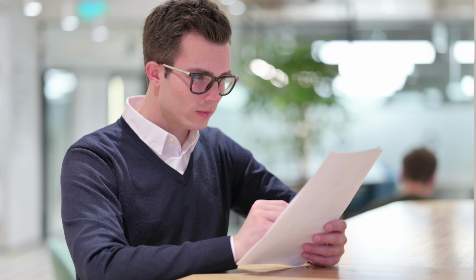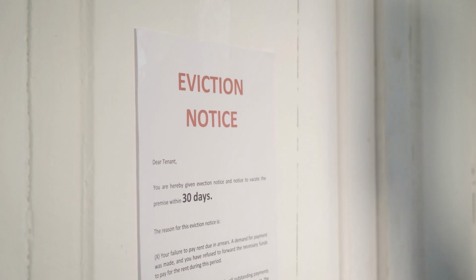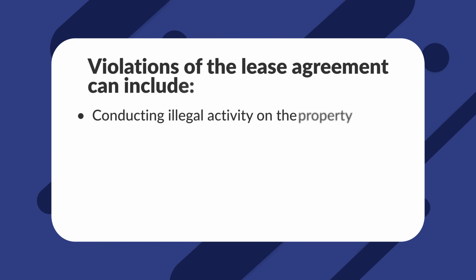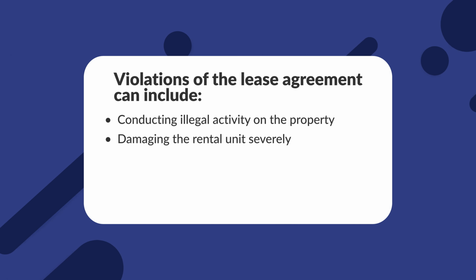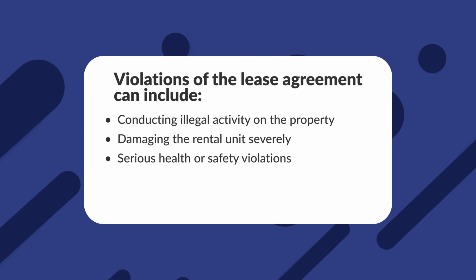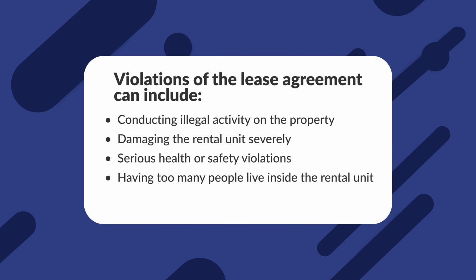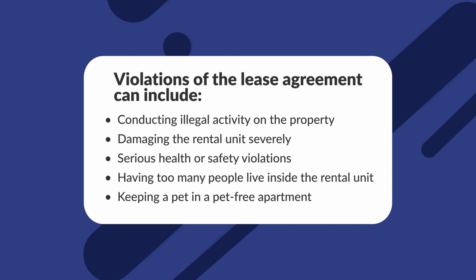The second valid reason for evicting a tenant in Kansas is a violation of the lease agreement. Even if a tenant has only violated one provision in the lease, they can still be evicted if the problem remains unfixed. Violations of the lease agreements can include conducting illegal activity on the property, damaging the rental unit severely, serious health or safety violations, having too many people live inside the unit, or keeping a pet in a pet-free unit.